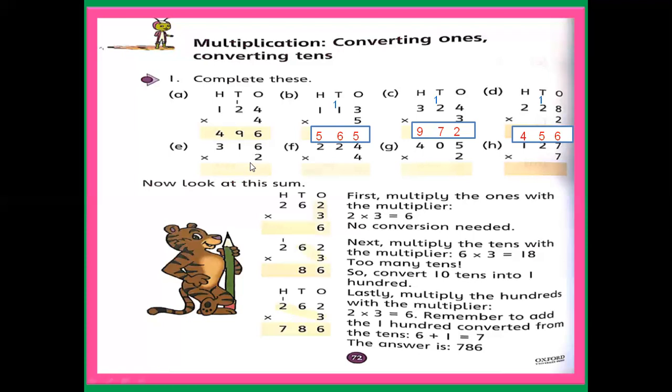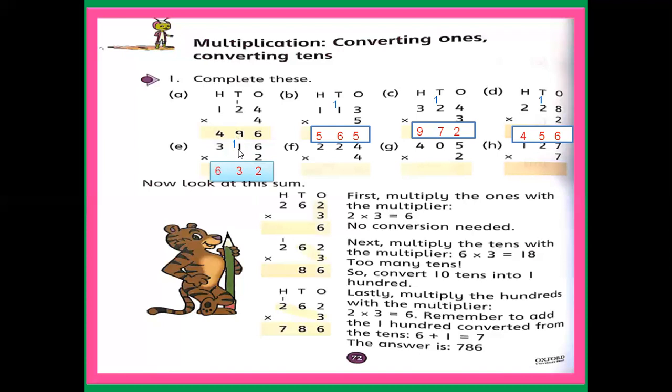Multiply 2. So 2 sixes are, read the table of 2 again. 2 ones are 2, 2 twos are 4, 2 threes are 6, 2 fours are 8, 2 fives are 10, and 2 sixes are 12. So write 2 here, 12, 2 here, and 1 will go to add into tens.